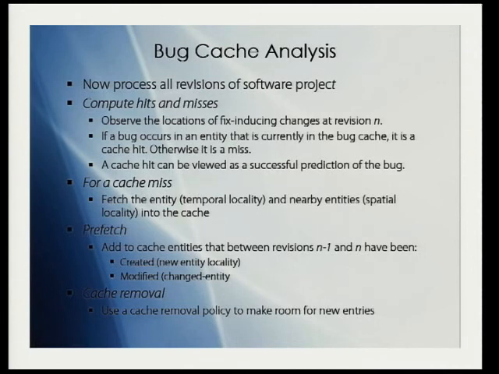For a miss, this is where we change the state of our cache. So we then fetch the file, and this is our temporal locality, and then we grab all the nearby entities and put those into the cache as well. And then we also do kind of a prefetch, and so we also add in any new entities that have been created or modified at that time. And then, of course, since our cache is fixed size, we need to have a removal strategy, and we've actually explored a couple different removal strategies for taking things out of the cache.